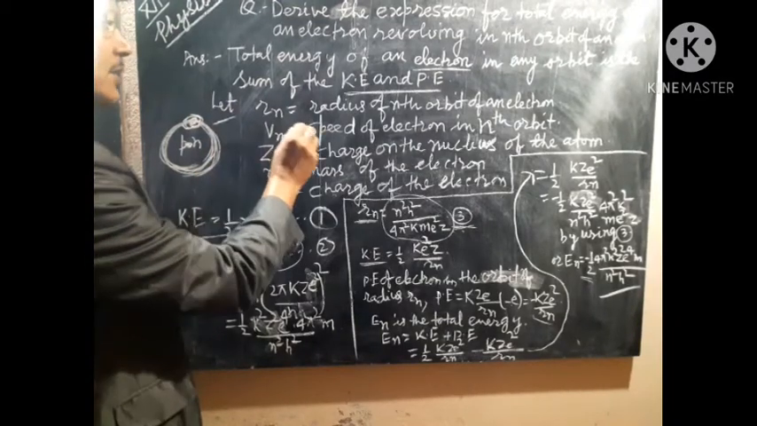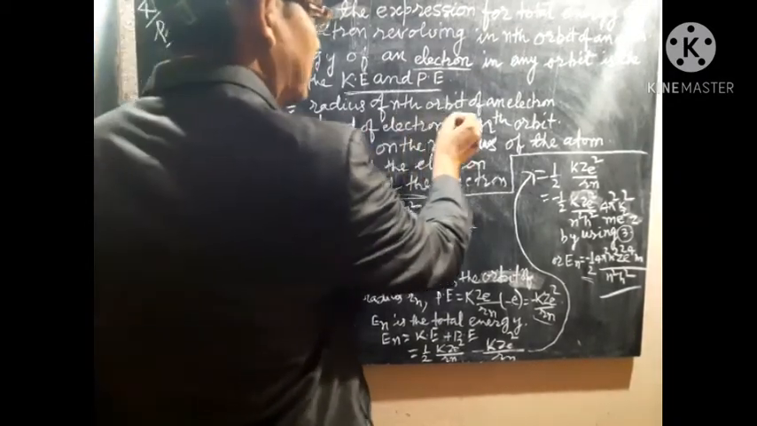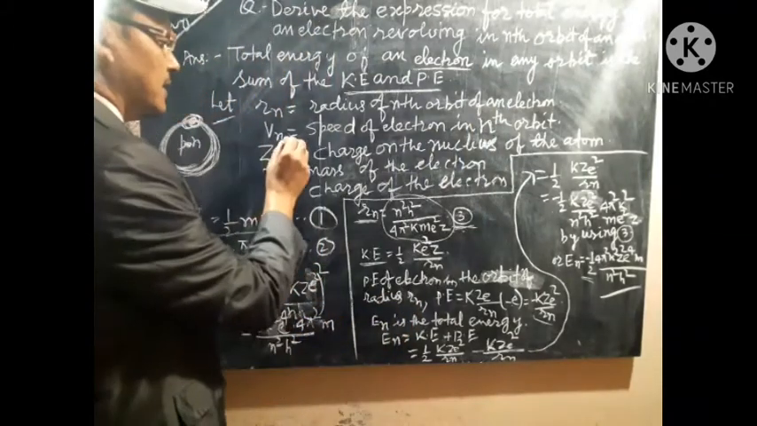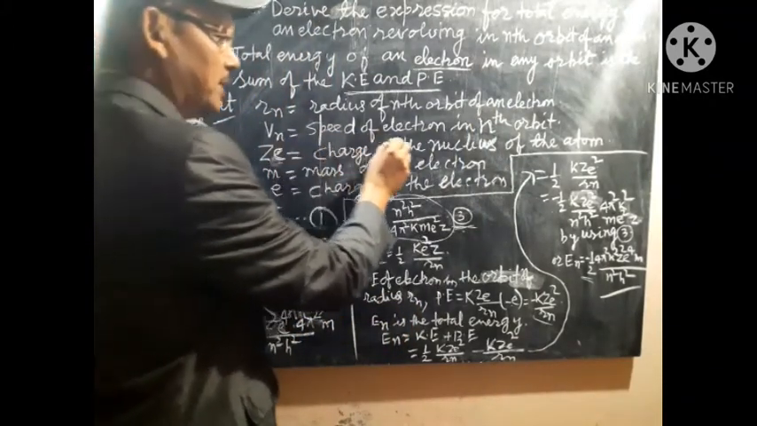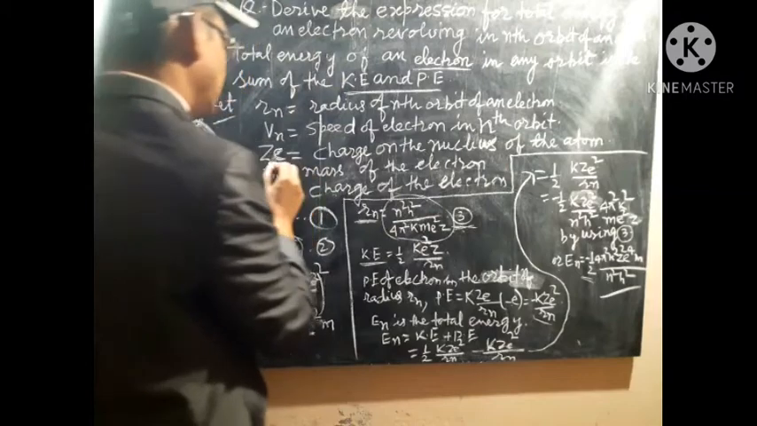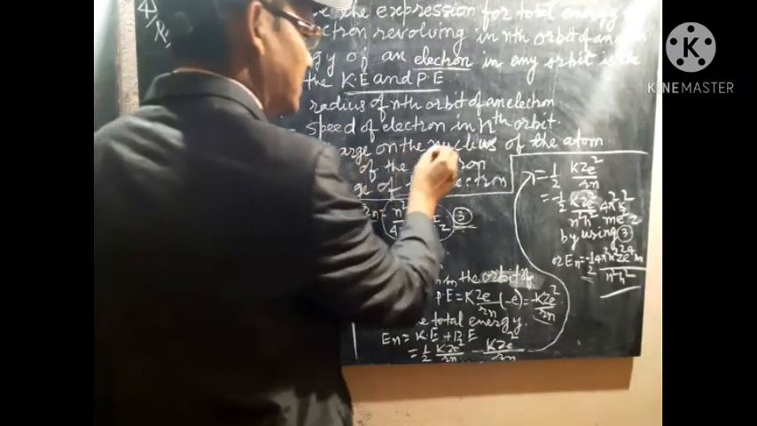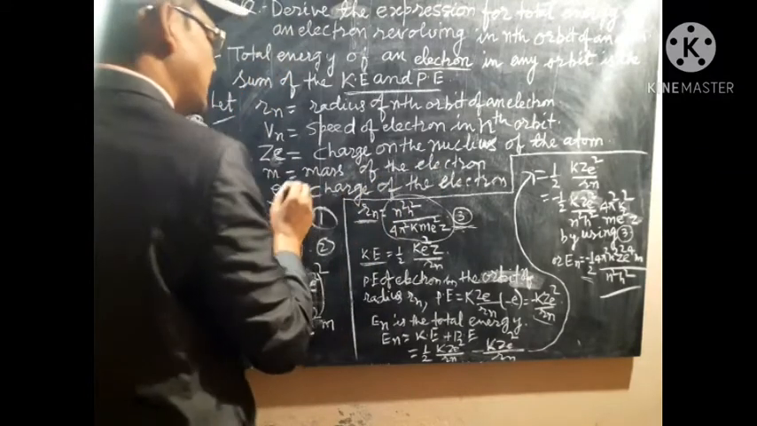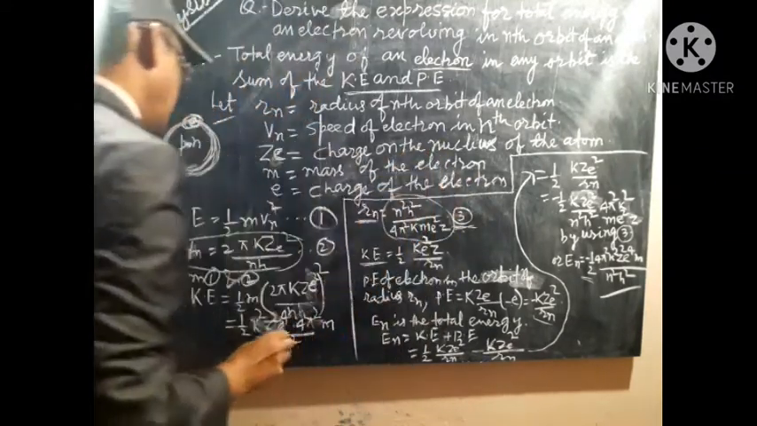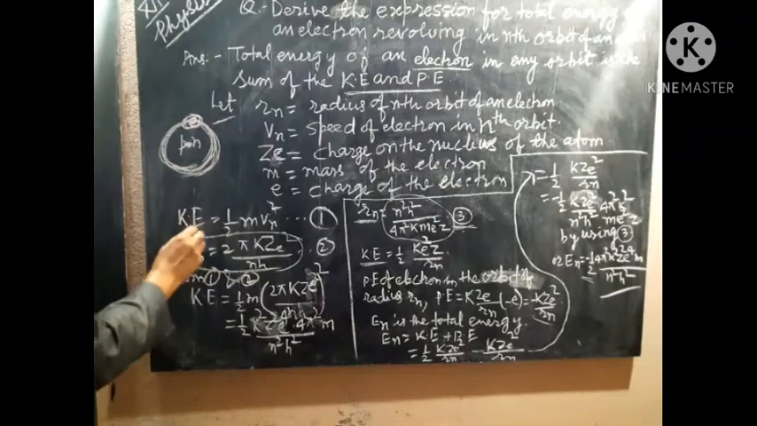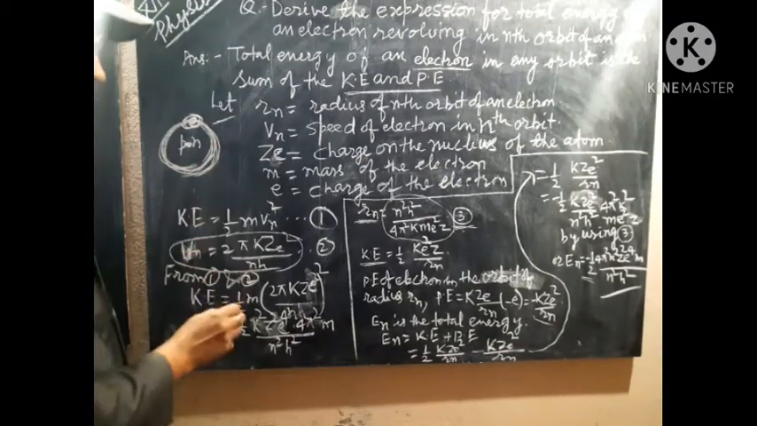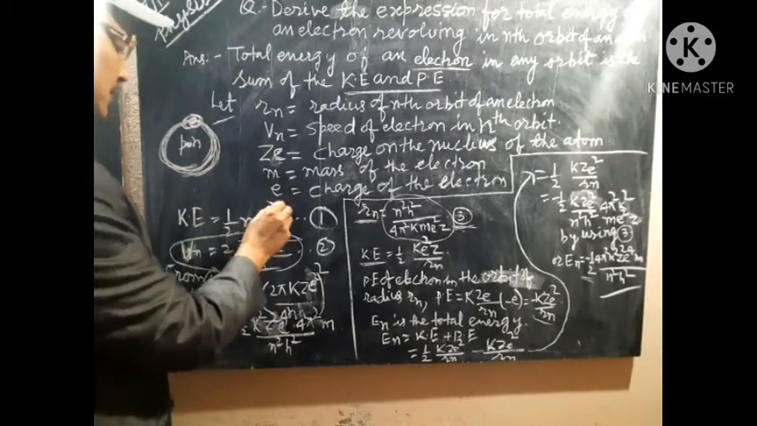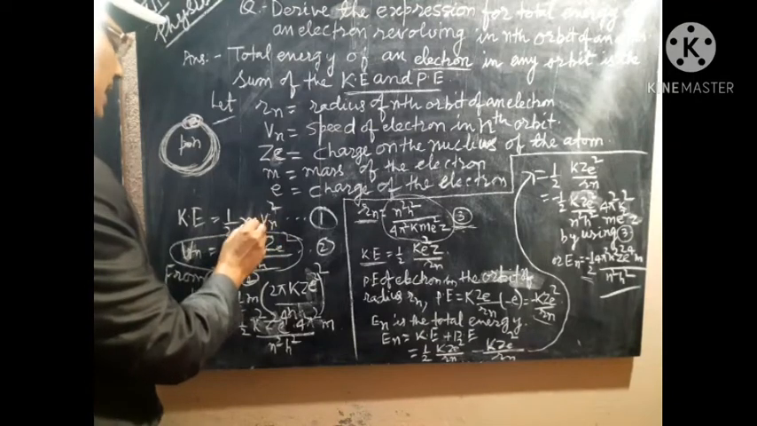Let Rn be the radius of the nth orbit of an electron, Vn the speed of the electron in the nth orbit, Ze the charge on the nucleus of the atom, m the mass of the electron, and e the charge of the electron. Now the calculation. Kinetic energy is equal to half m v square, here v is Vn, so half m Vn square.